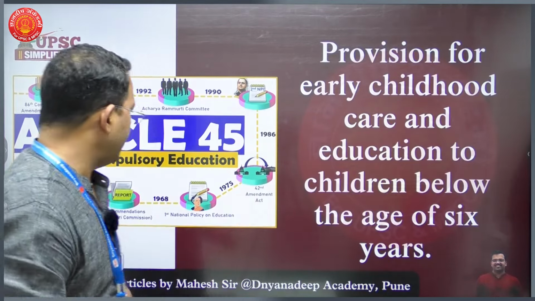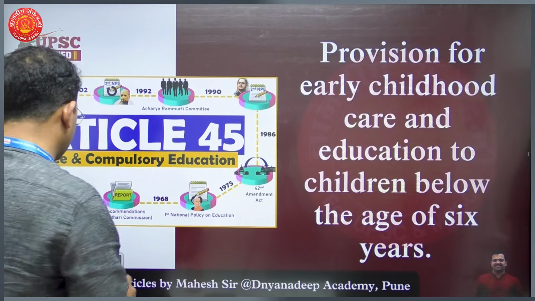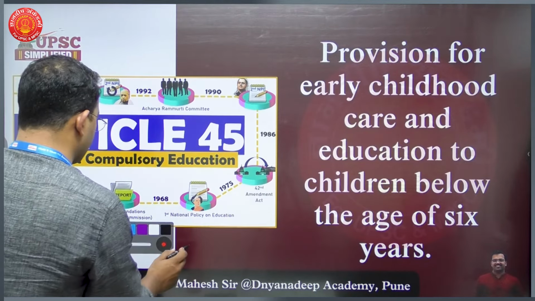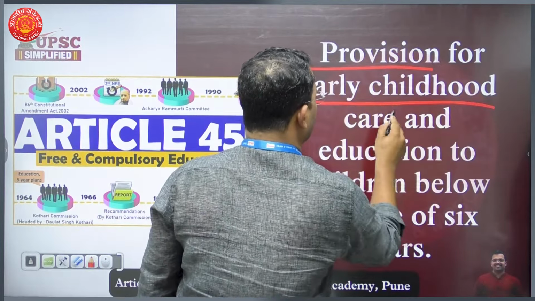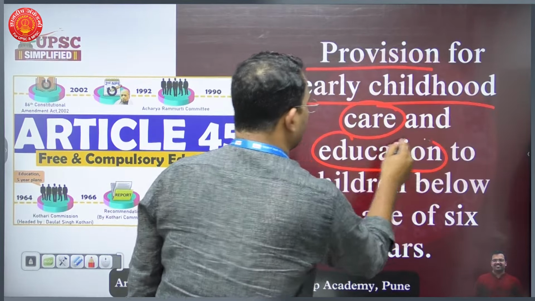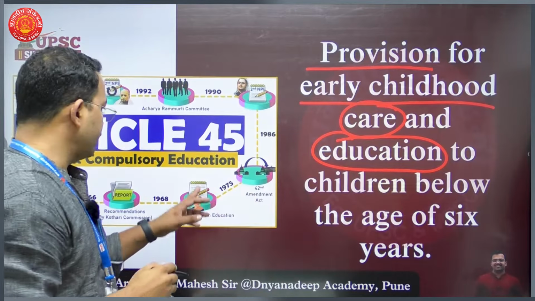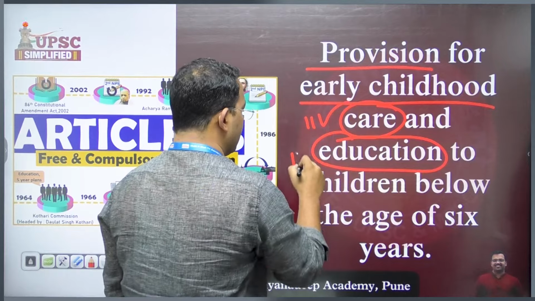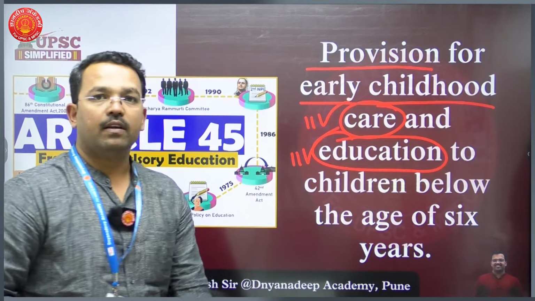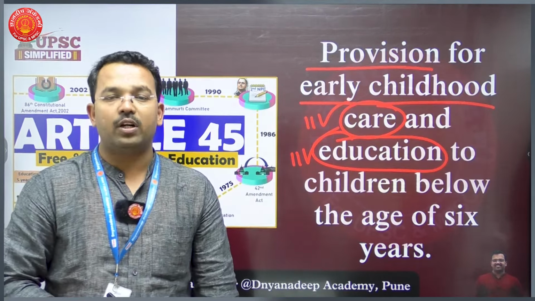So what does Article 45 say? Very interesting, Article 45 is very important. See what it says. It says provision for early childhood care and education. Remember, Article 45 is talking about two important things, early childhood care as well as education. Here, one thing is very important that you should remember.